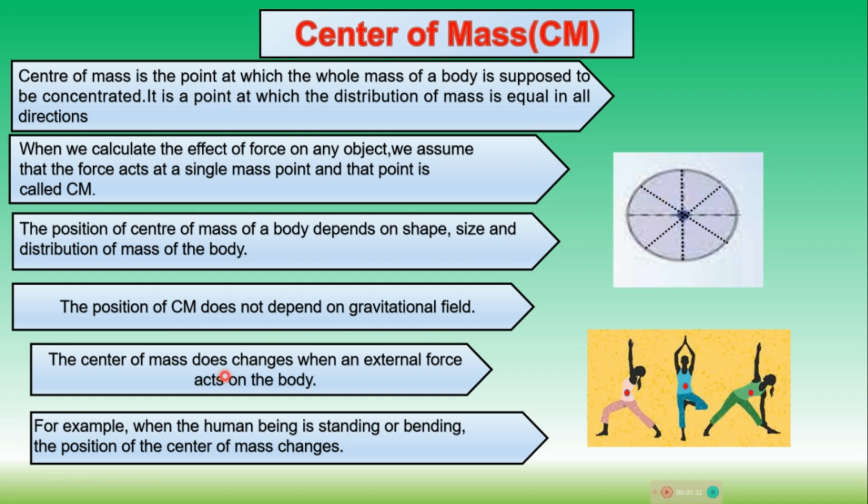The center of mass changes when an external force acts on the body. For example, when a human being is standing or bending, the position of center of mass changes. Thus, the center of mass can be changed by bending the object, reshaping it, stretching or compressing it, by changing the density or by changing the mass distribution. In all these three positions, the location of center of mass changes because with every new position, the distribution of mass changes.